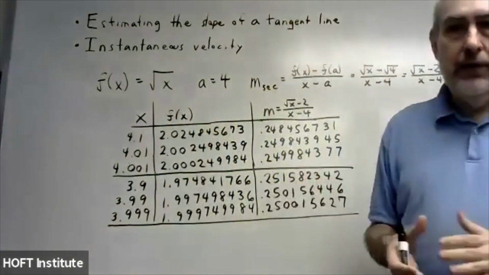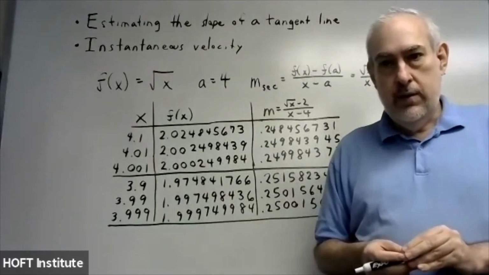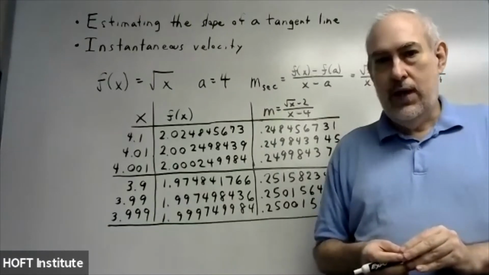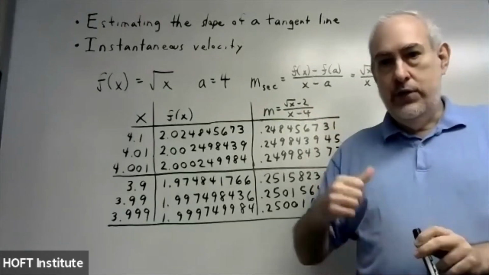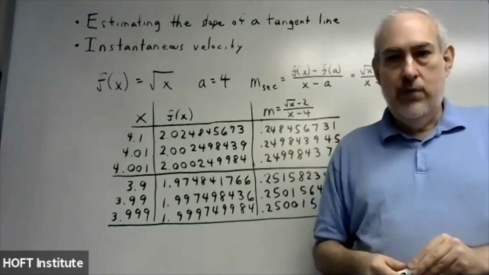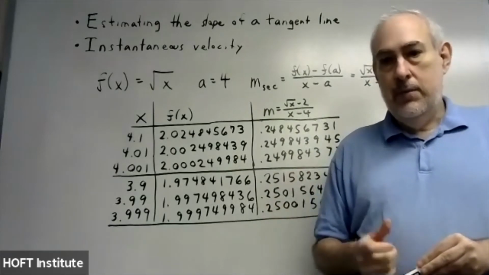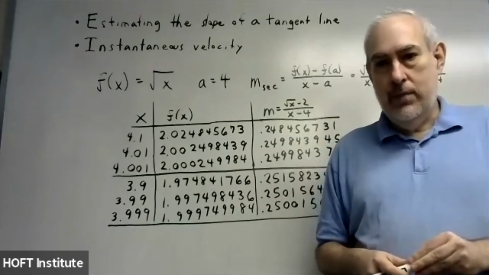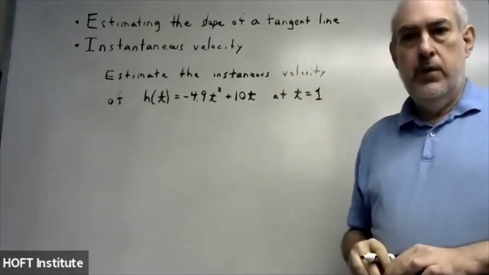So instantaneous velocity is basically going to be taking average velocities and looking at your average velocities as your 2 points in time are getting closer and closer to each other, just like we're doing for estimating the slope of a tangent line. We're going to estimate the instantaneous velocity in the exact same way. So let's do an example of that.